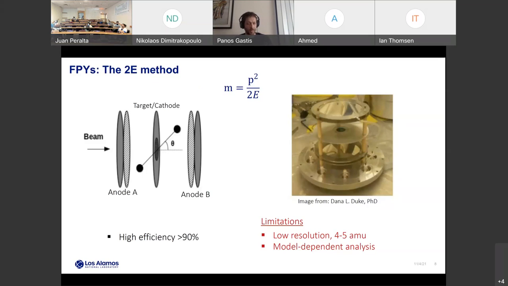Now, this technique, as I said, has been widely used in the past, and has very high efficiency because the target is technically inside the detector and we can measure almost every emitted fission fragment. However, it has two very important limitations. The first one is the low resolution, in the order of 4 to 5 atomic mass units. And the second one, which is the most important one, is that the analysis of the data with this method is model dependent. As I mentioned earlier, for extracting the mass of the fragments, we use momentum conservation, but here we have no information about the neutron emission, because the neutrons also carry some amount of momentum that has to be properly taken into account. And therefore, for extracting the mass of the fragments, we basically rely on theoretical models about the neutron emission, which means that the final result is not 100% experimental.